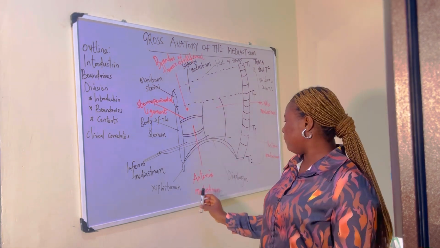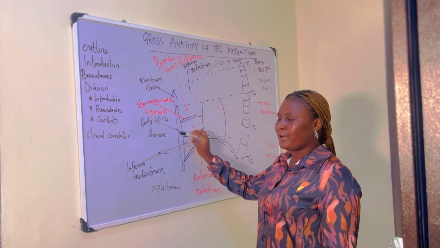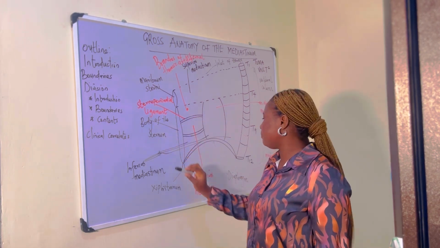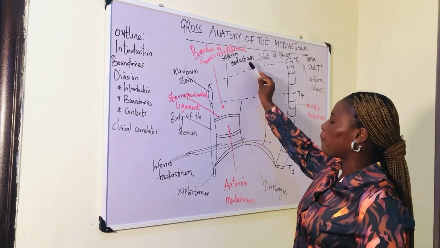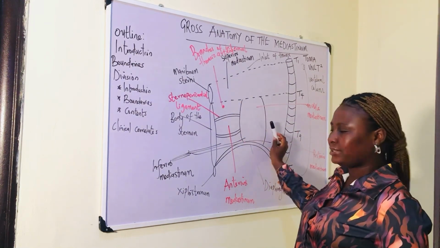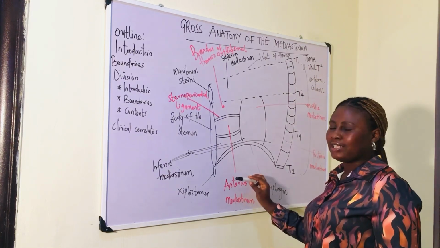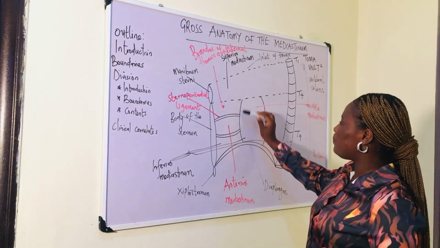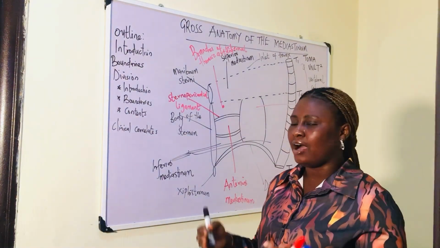Now let's take the boundaries of the anterior mediastinum. Anteriorly, it is bounded by the body of the sternum. Superiorly, it is bounded by an imaginary line that separates the superior mediastinum from the inferior mediastinum. Inferiorly, it is bounded by the superior surface of the diaphragm. Posteriorly, it is bounded by the pericardium, and on each side it is bounded by the mediastinal pleura.